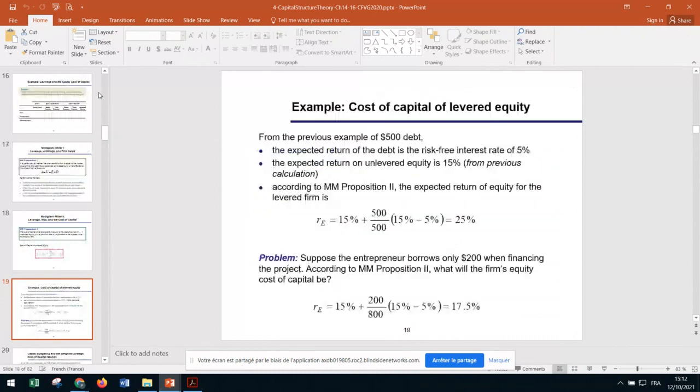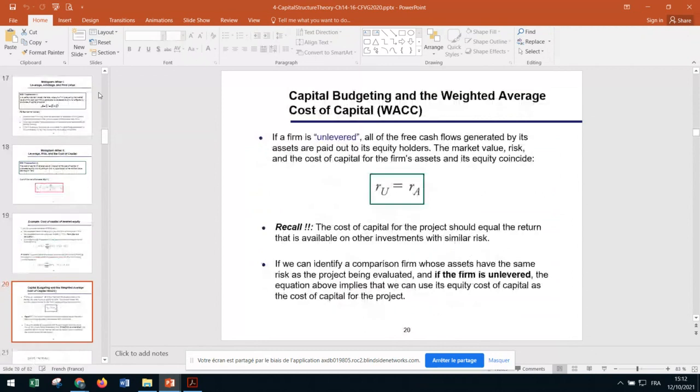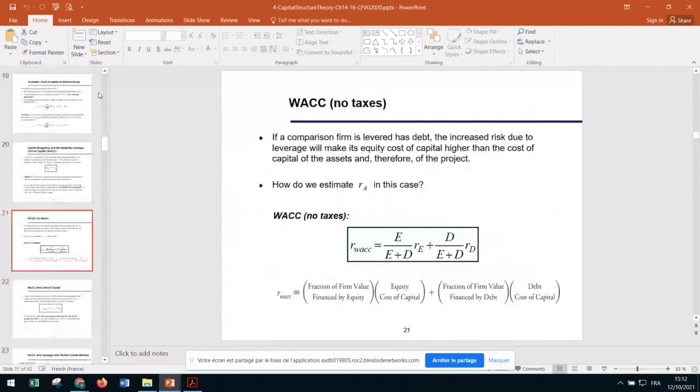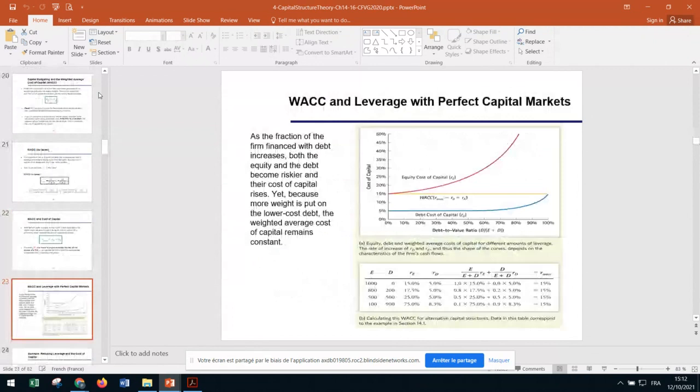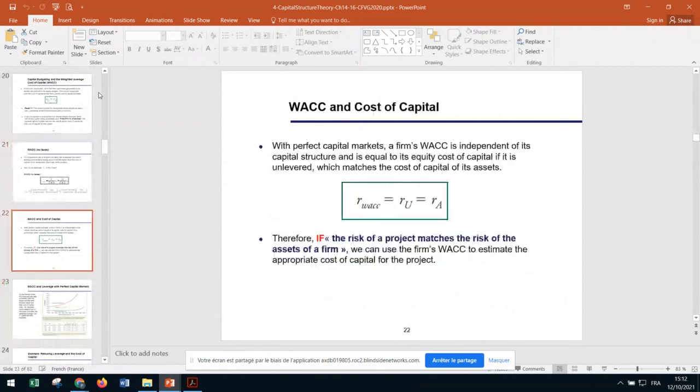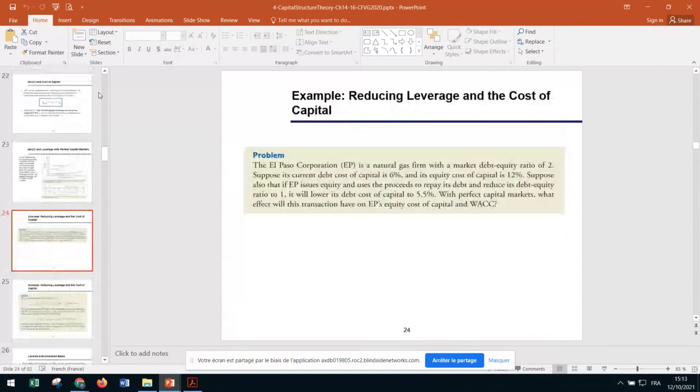I suggest you revise a little bit on that and try to understand how the WACC should be equal to RU, equal to RE, and so on. That is something you can see from this problem: when you change your capital structure, you should be able to compute, for example, the unlevered firm's cost of capital, those kinds of things, or when the cost of capital changes.